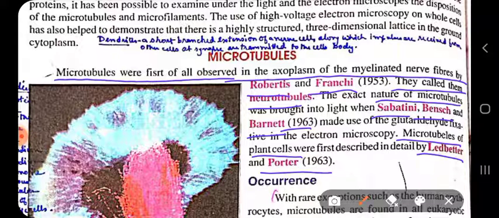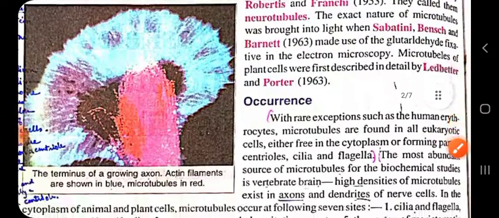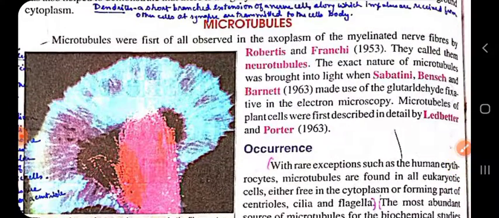So microtubules are found in almost every plant cell and animal cell as well, right? Now, occurrence. So I have said that microtubules were first observed by whom? Robertis and Franchi in 1953 in the myelinated nerve cells. Okay. Then they were found by Barnett, Sabatini, and Bench in other types of cells as well, and especially in plant cells, microtubules were observed by Porter and Leadbetter in 1963.